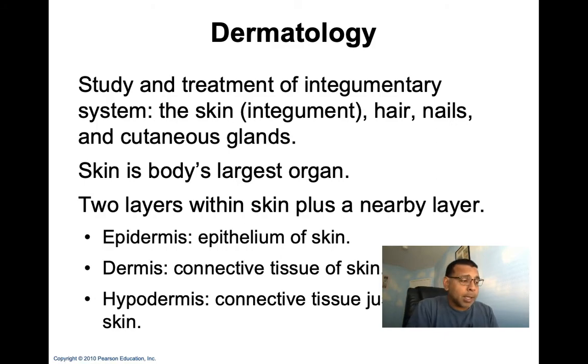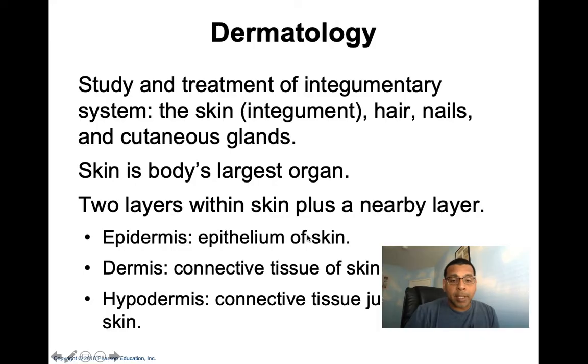Now, skin is composed of the epidermis, which is the more superficial region, the epithelium of our skin, and the dermis. The dermis is the connective tissue beneath the epithelium of the skin. So the epidermis and dermis are the two layers that make up skin. And a layer that's found nearby is the hypodermis. The hypodermis is more connective tissue found just underneath the skin.